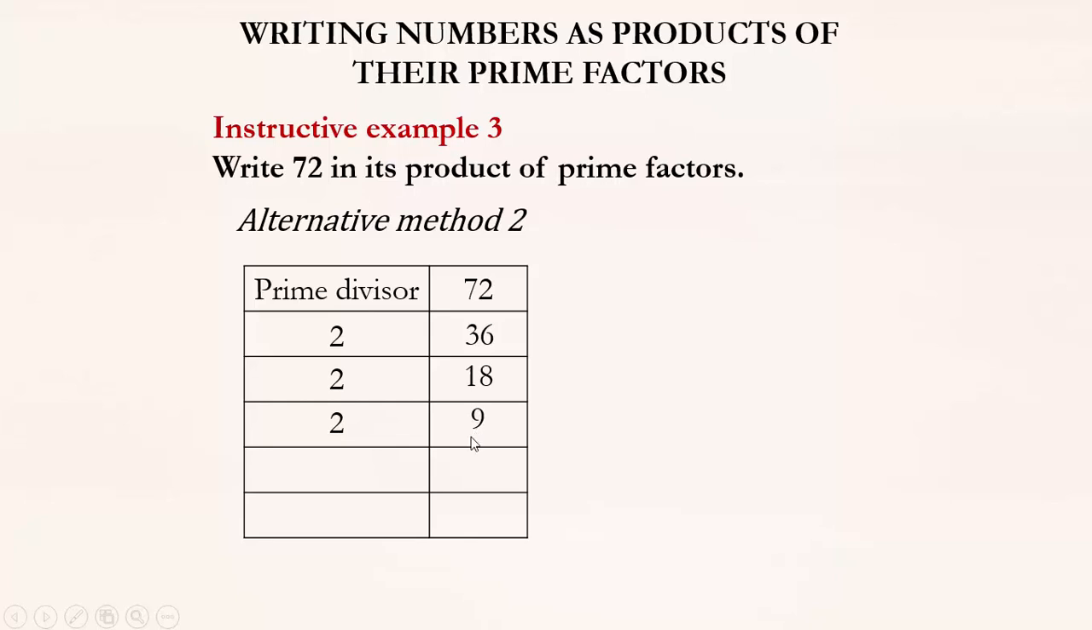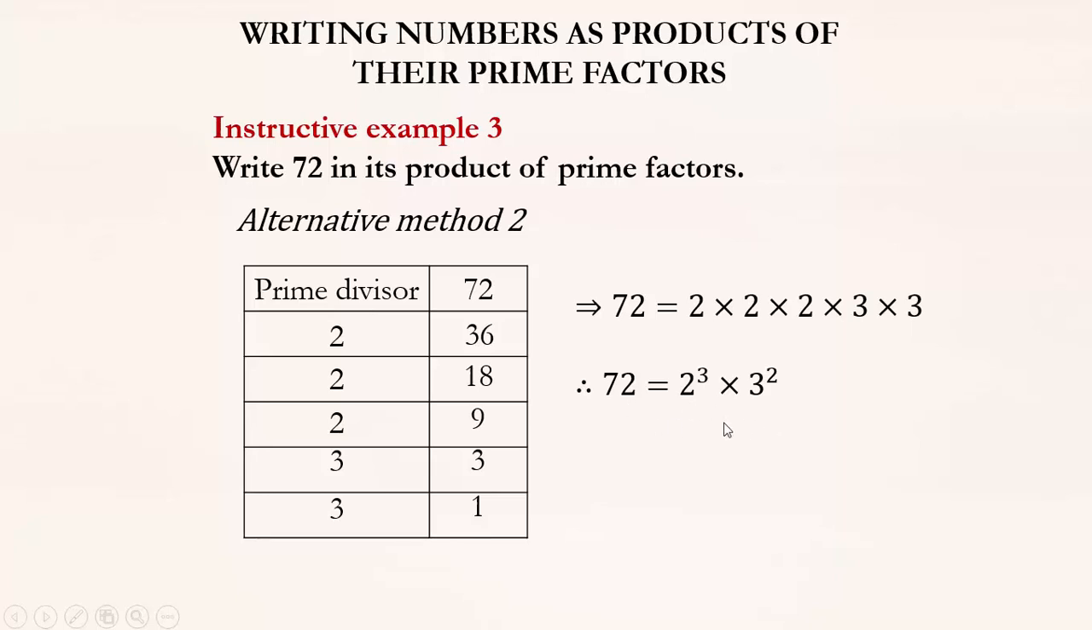Now we can't use 2 again, but rather we can use 3, which is the next smallest prime number we can use to divide 9. So 9 divided by 3 will give us 3. And now finally, we can divide the 3 there by itself, and that will give us 1. Now we can express the prime divisors as a product that will give us the number 72, which is going to yield the answer. 72 is going to be equal to 2 times 2 times 2 times 3 times 3. And that would again simplify to the answer: 72 is equal to 2 to the power 3 times 3 squared.